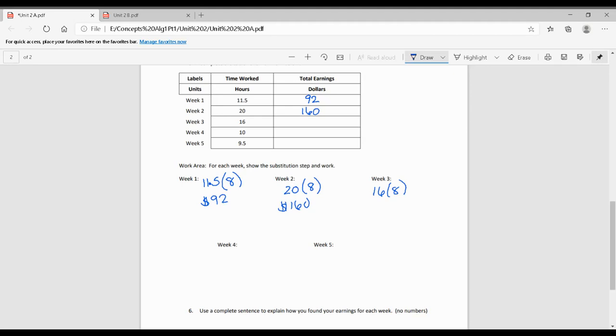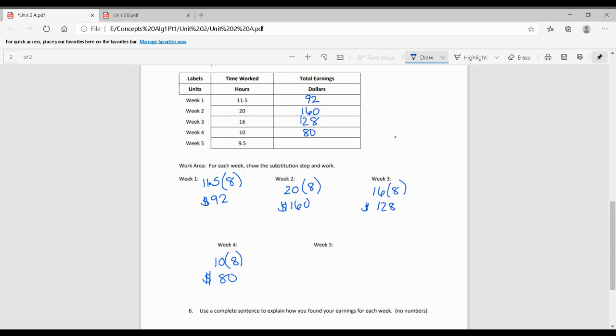So she said we're going to multiply 16 times 8. Very good. 16 hours times $8, and we get 128. Excellent. Make sure to put that into the box. And good, Caitlin, thank you for participating. 128. All right, how about week 4? Alishka. Very good. So she said 10 times 8, so 10 hours times the hourly wage of 8 gives me $80. Excellent. One more.